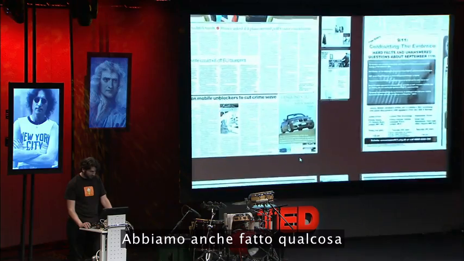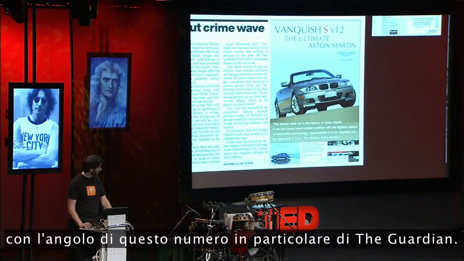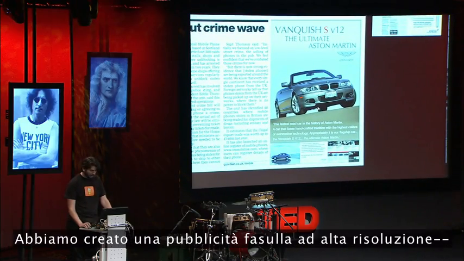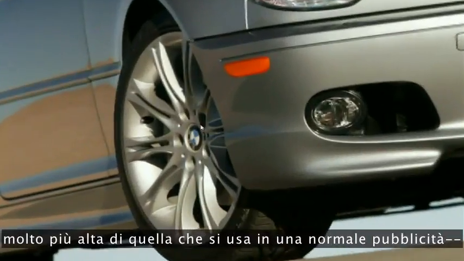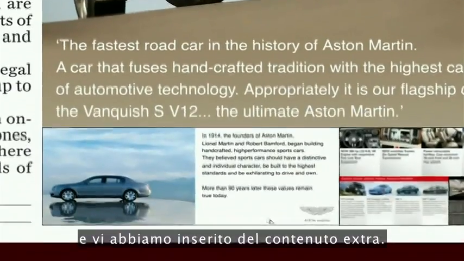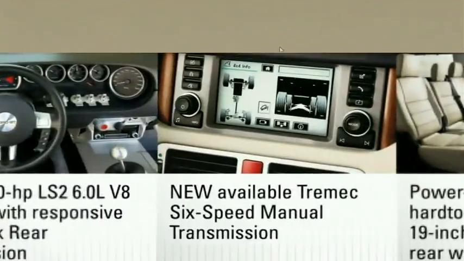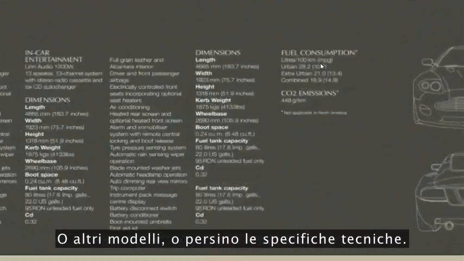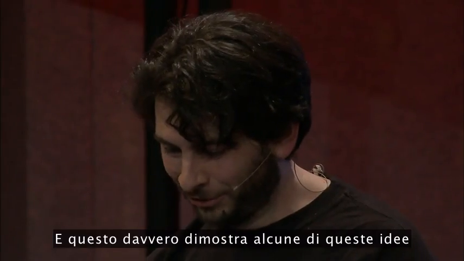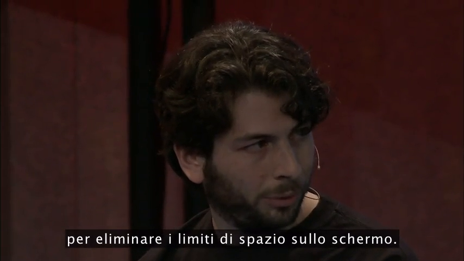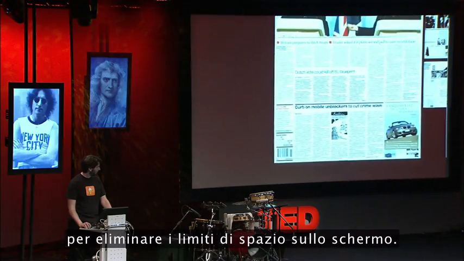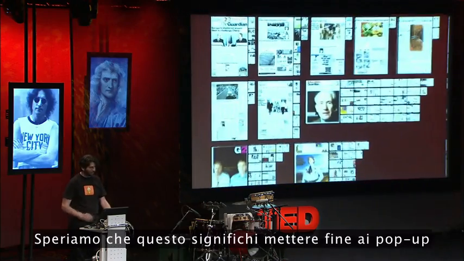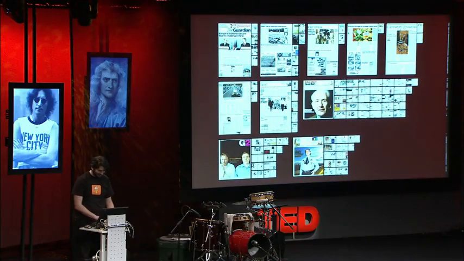We've also done a little something with the corner of this particular issue of The Guardian. We've made up a fake ad that's very high resolution, much higher than you'd be able to get in an ordinary ad, and we've embedded extra content. You want to see the features of this car, you can see it here, or other models, or even technical specifications. And this really gets at some of these ideas about really doing away with those limits on screen real estate. We hope that this means no more pop-ups and other kind of rubbish like that should be necessary.